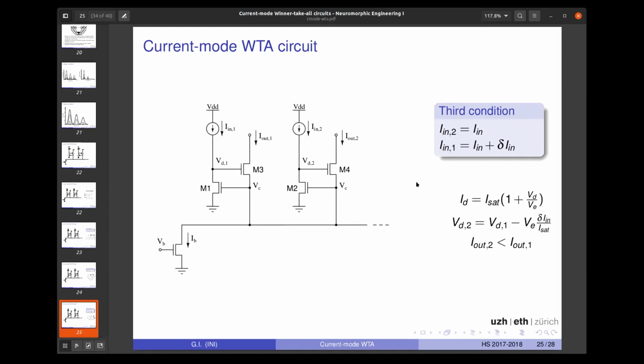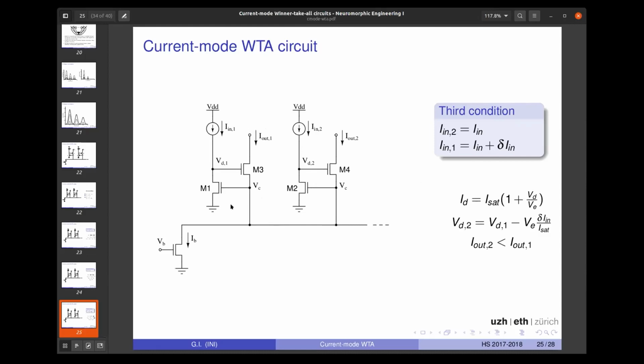Now let's assume I in 1 is the one that is higher. So the drain of M1 will go higher, but that happens to be also the gate of M3, which is the output transistor of the first tap. So if the gate of M3 goes up and is higher than the gate of M4, then the I out 1 will go higher because the sum has to be equal to IB, but the gate of one is higher than the gate of the other.